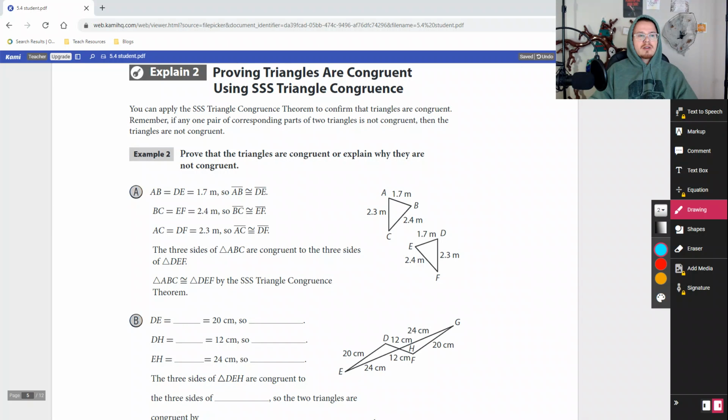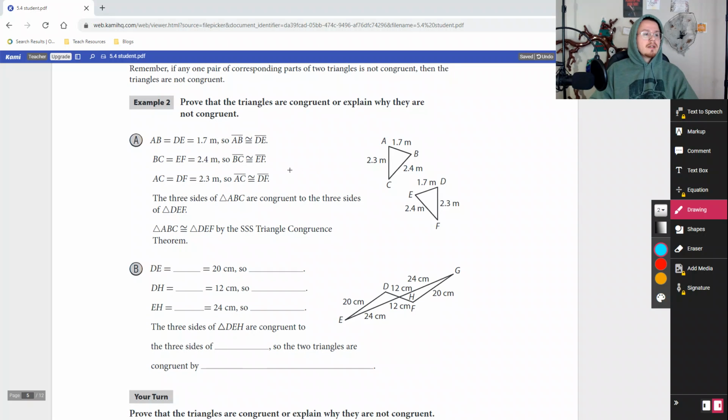Alright, so proving triangles are congruent using SSS. We'd like to do things the challenging way and then find a better way. So basically, if all three sides are congruent, you're good, right? So if we look at this triangle, you'll notice that we have 1.7, 2.3, 2.4, 1.7, 2.3, 2.4. Now the question is, are these congruent? Let's figure it out. So we have one pair, two pairs, three pairs, we're done. It's that simple.